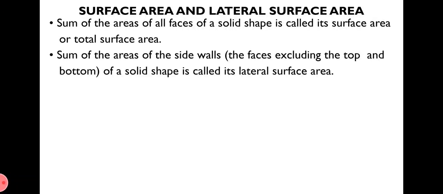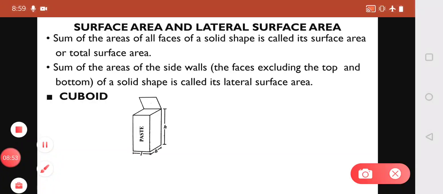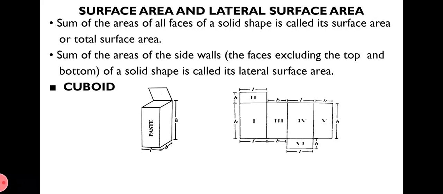So first let's see how the formulas for surface area and lateral surface area of these three shapes, that is cuboid, cube and cylinder, are derived. So first, the cuboid. Now we know that a cuboid has three dimensions: here you can see length, breadth and height. When we see the net of a cuboid, net means we completely open the cuboid, we get such a figure, which is called the net of the cuboid.